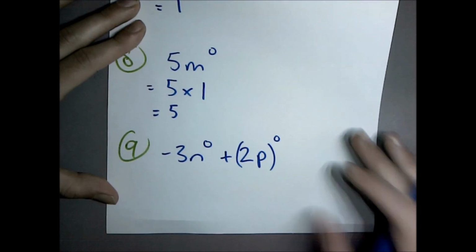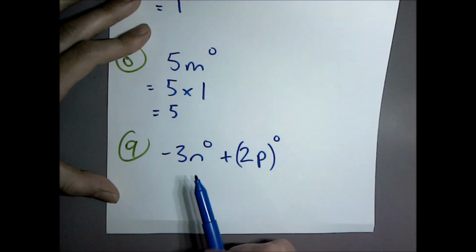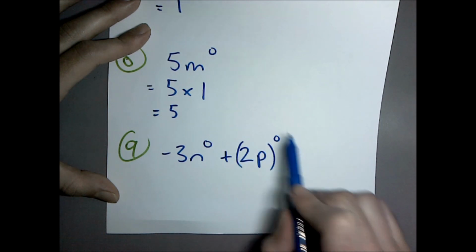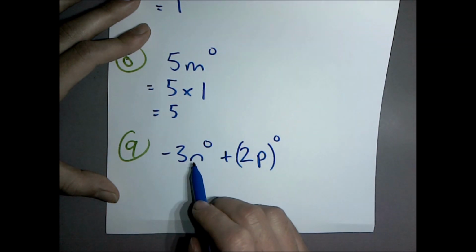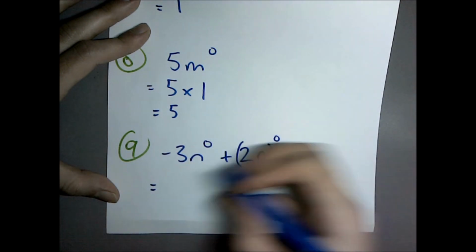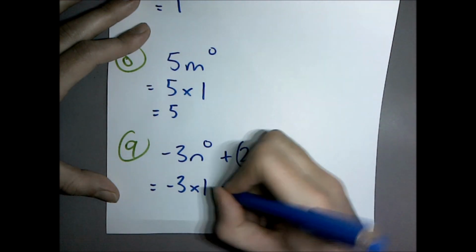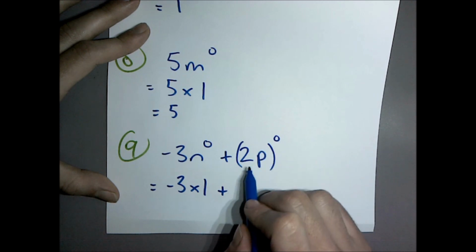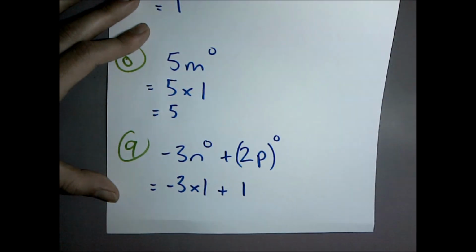Now for the last one, again, be careful with negative numbers and also your power signs. For the first one, I'm going to deal with this section first, and I'll also deal with this n to the power of 0 as well. So this is the same as the last one. It's only the n that is to the power of 0, so I'm going to be left with negative 3 multiplied by 1, plus, now the 2 and the p both have an index of 0, so 2p to the power of 0 is just 1, so I'm just going to be left with a plus 1 at the end.